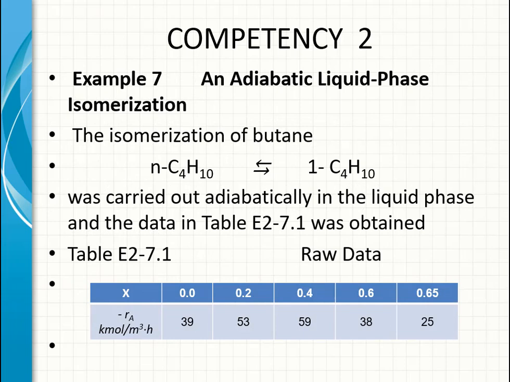Example 7, an adiabatic liquid phase isomerization. The isomerization of n-butane was carried out adiabatically in the liquid phase, and the data in table E2-7.1 was obtained. So here we have again in the first row the conversion X that goes from 0.0 to 0.65, and in the second row we have the rate minus RA that goes from 39 to 25.